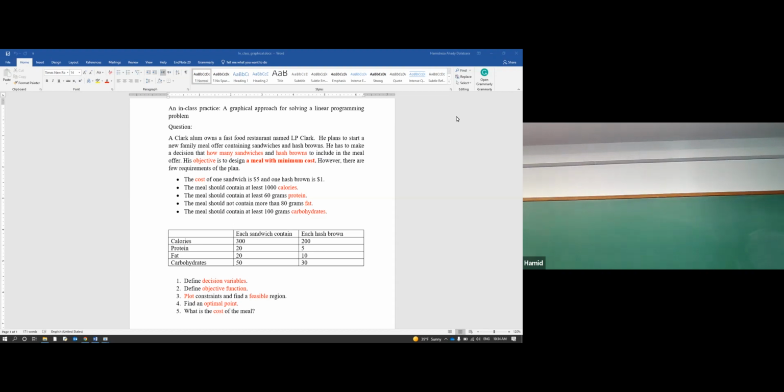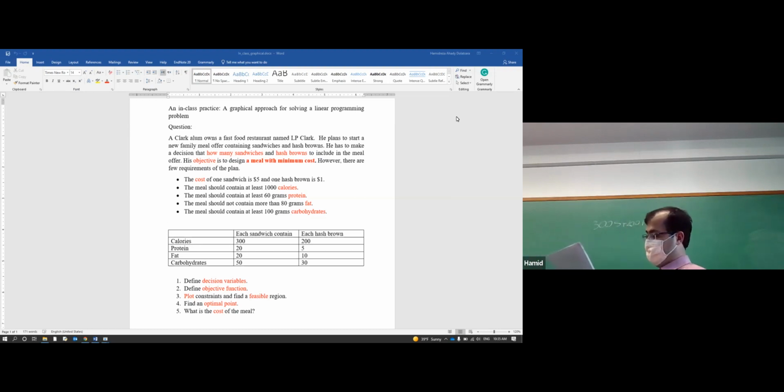So as you might remember in the previous class, the constraints help us find our feasible region, the region that is common with all the constraints. So for the first one, I should draw the line 300 S plus 200 H equals 1,000. Then I can find where it intersects my x axis, which is S here, and the H axis, which is y.